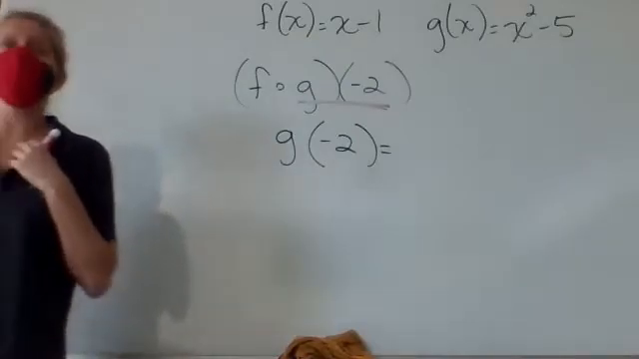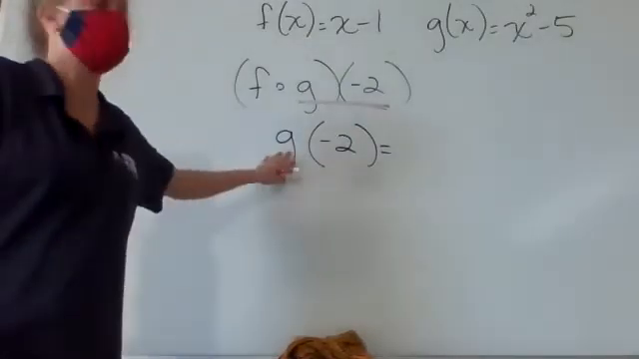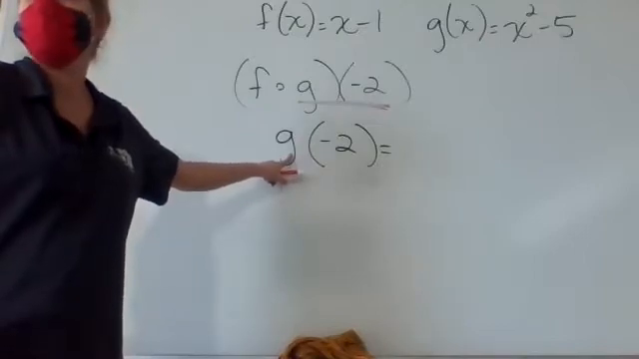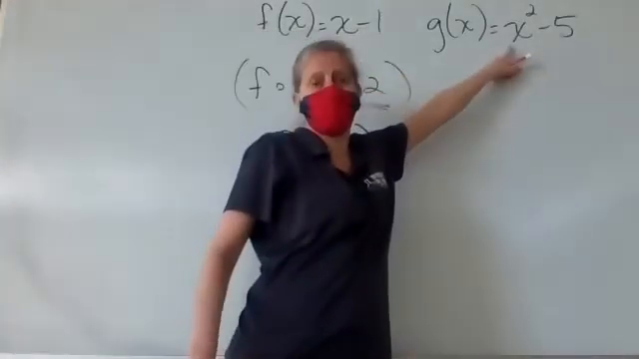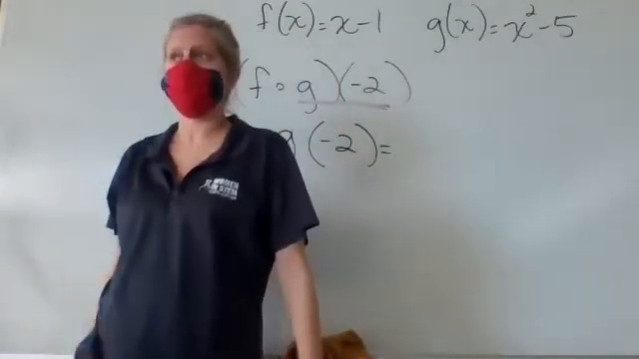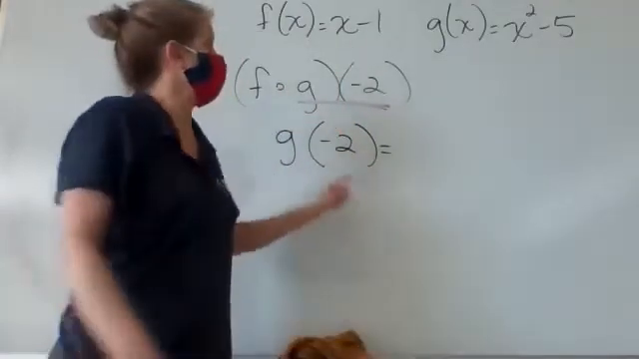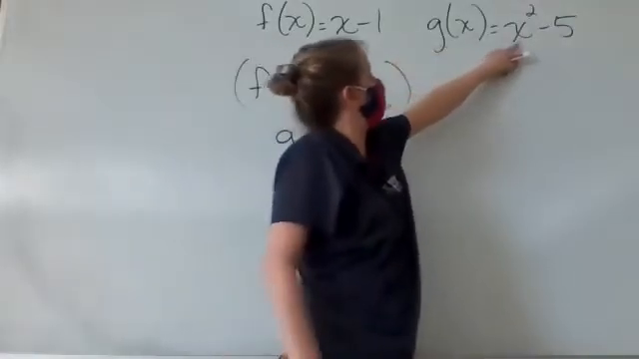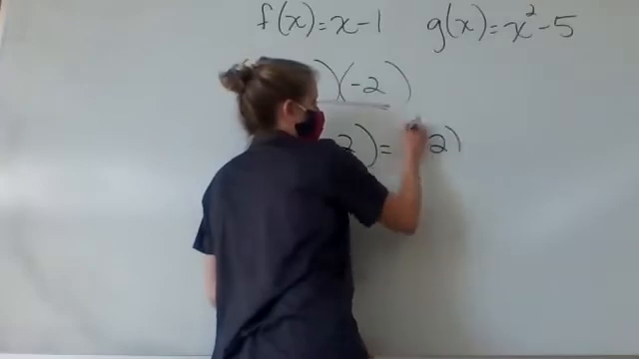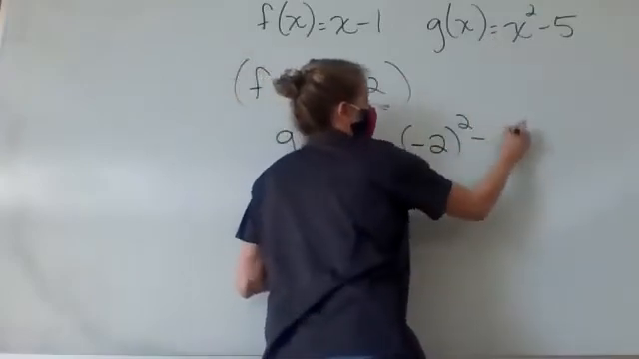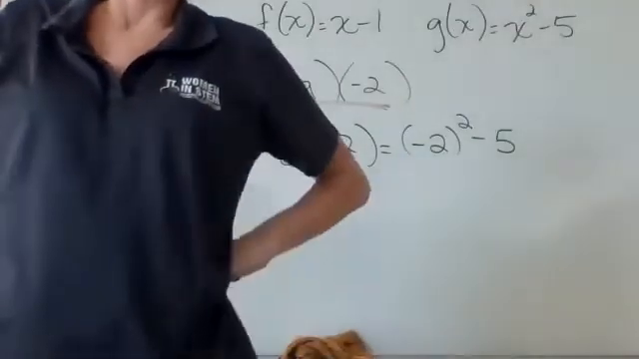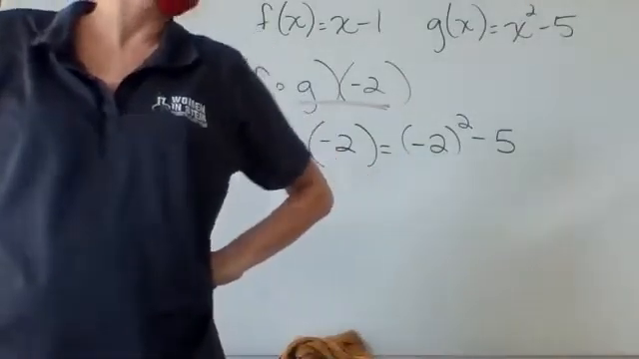Now, we've done this several times. What does this mean to do? This means go to your g function, and wherever you see an x, replace it with this negative 2. So I'm going to go to my g, which is this one over here. Instead of x, I'm going to write negative 2. So I have negative 2 squared, then bring down that minus 5. Then I'll do that math.